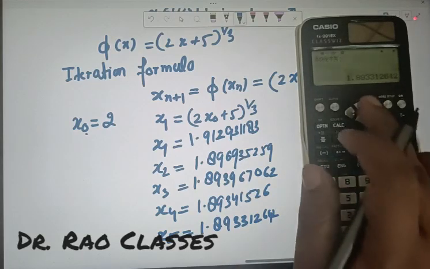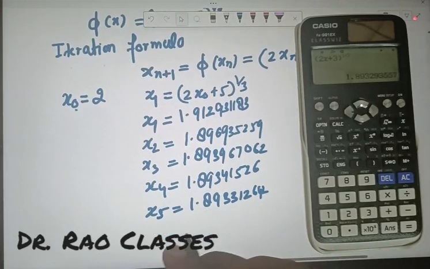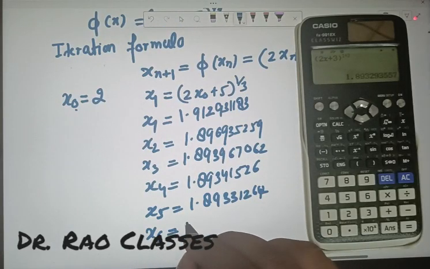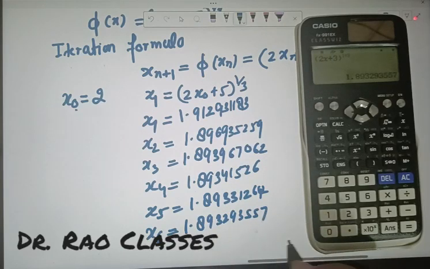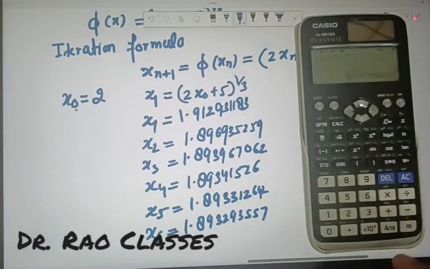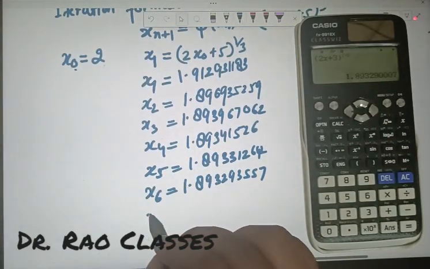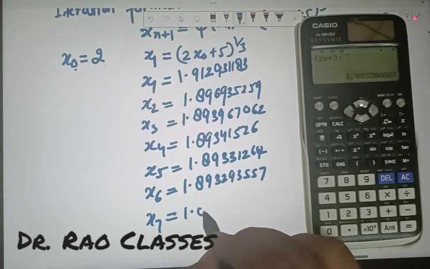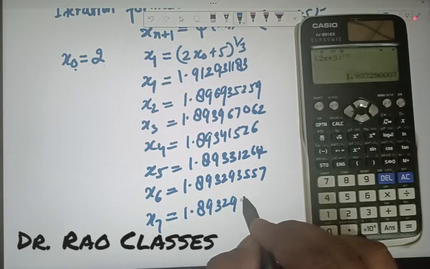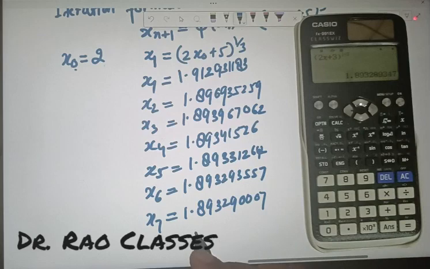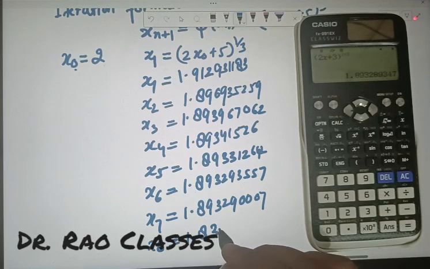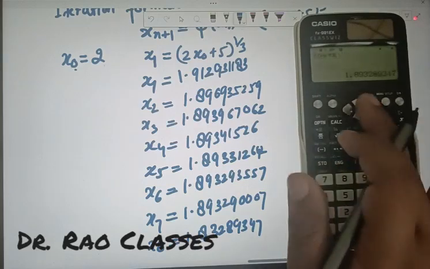Again store in x and go to the function, then you are having here the new value x6 as 1.893293557. Then again store in x and go to the function, the new answer is x7. x7 will be calculated as 1.893290007. Then again store in x and go to the function. So next iteration is x8, that is 1.893289347.